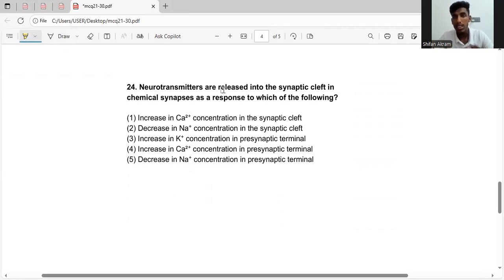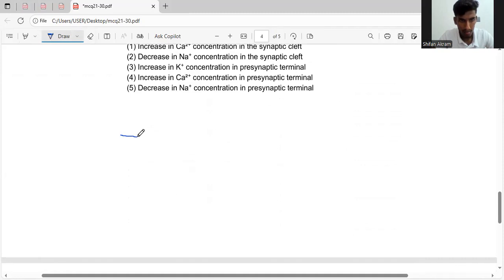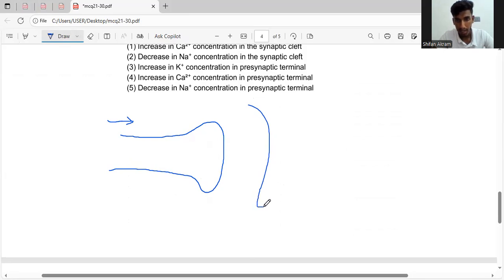This is where the neurotransmitters come in. Let me draw it so that you will understand it. This is one neuron, and this is the axon terminal of that neuron, which is the end part of the neuron. Impulses travel this way, and here we have another neuron. We call this the postsynaptic neuron.